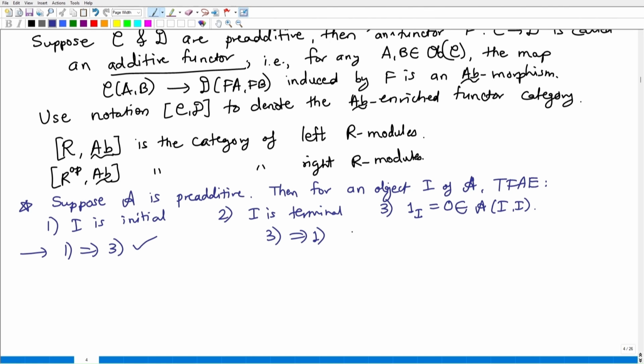Well, here you need a little bit of proof. Suppose identity is 0, then what do we know? For any morphism F from I to A, what do we know? We know that F composed with the identity has to be equal to F. But what is F composed with identity? Well, F composed with 0 has to be 0, and where is this 0 living? It's living in Hom(I, A) because Hom(I, A) is also an abelian group.